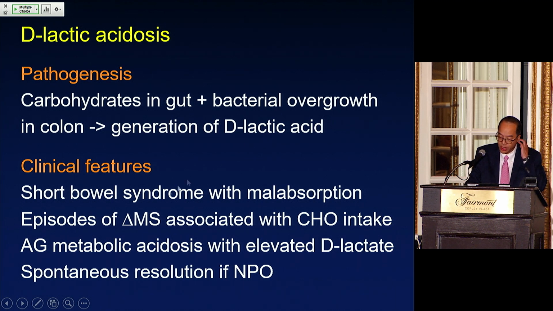So a classic example of this is short bowel syndrome with malabsorption. And the presentation is mainly with changes in mental status that are associated with ingestion of carbs, and they present with an anion gap metabolic acidosis. But if you send a lactic acid to the lab, they will check for L-lactic acid and it'll be normal. So you have to specifically order D-lactate either in the blood or in the urine. These episodes spontaneously resolve if these patients are left NPO, and often they present multiple times to the ER with these symptoms that resolve spontaneously before someone makes the diagnosis.